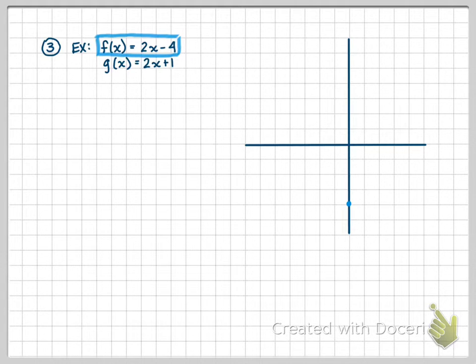And then the slope is 2, which means that moving to the right 1 unit increases my y value by 2. So from that point, I'll move to the right 1 unit and go up 2 units. So there's my first line. And then we'll do this guy. So my y-intercept is 0, 1, which is right here. And again, my slope is 2, so that means that moving to the right 1 unit will increase my y value by 2 units, so that gets me right here.